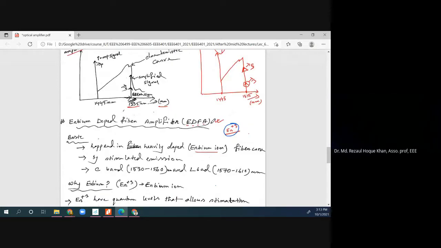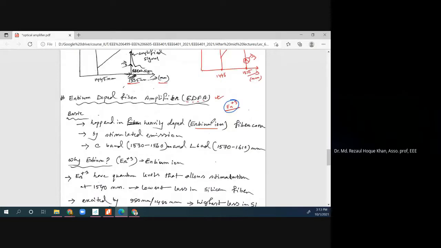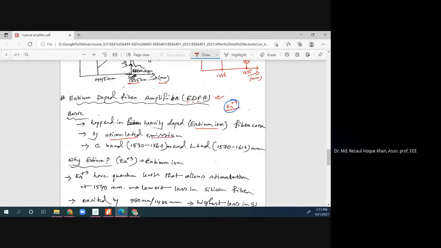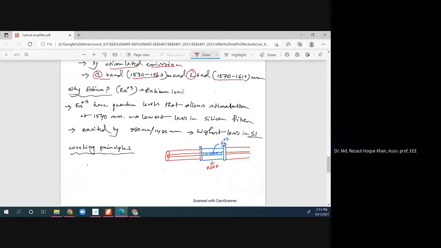Okay. So now, what is the mechanism? Same thing: stimulated emission. This happens in the C band, 1535 to 1575 nanometer. Why this C band and L band? Because of this loss curve. Let me draw a loss curve. This is a loss curve of an optical fiber.